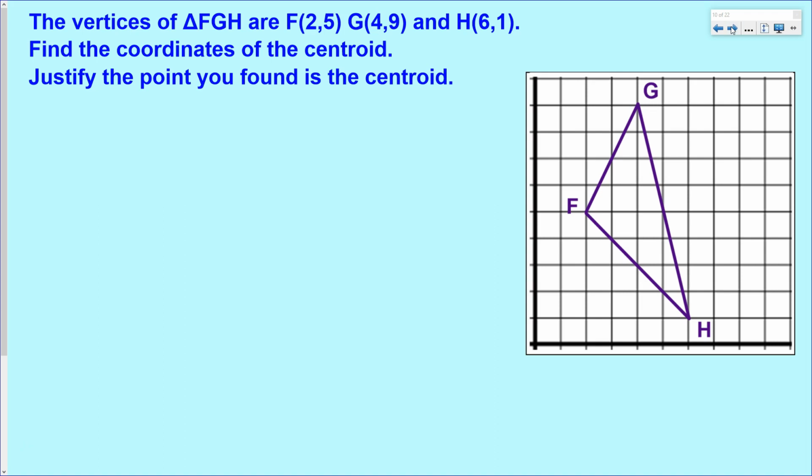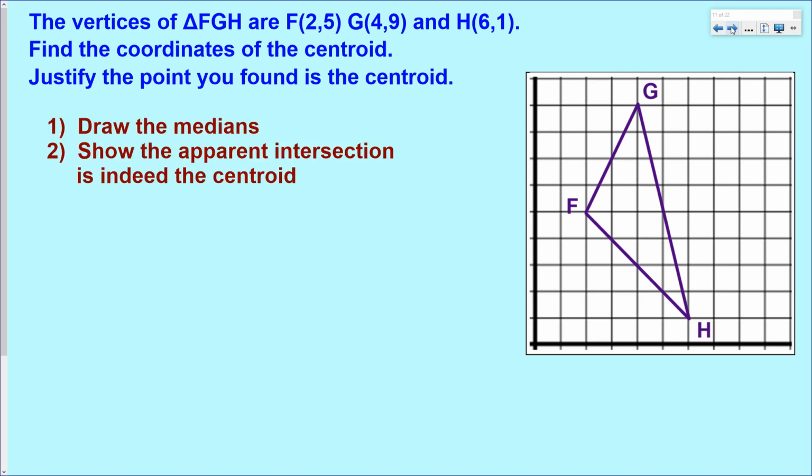Okay, in this example, you are given a triangle with the vertices given to you, and you are asked to find the centroid. And not only are you asked to find the centroid, but you're asked to justify that the point that you found is actually the centroid. So we basically have two goals here. One is to find the centroid, so we're going to have to draw the medians. And then on the graph, if we do that, we're going to have an apparent intersection, but it's not for sure. So we have to show through algebra or through some other sort of proof that the point that we found is indeed the centroid.